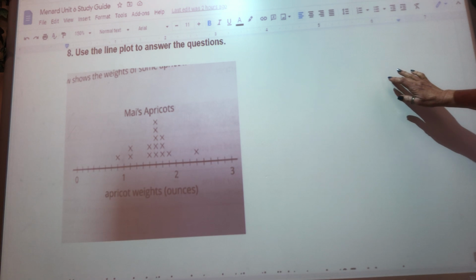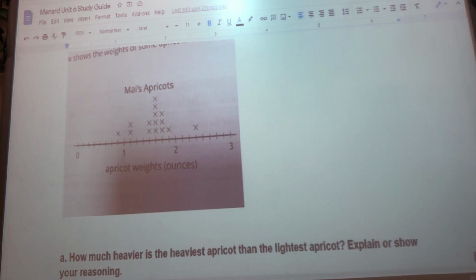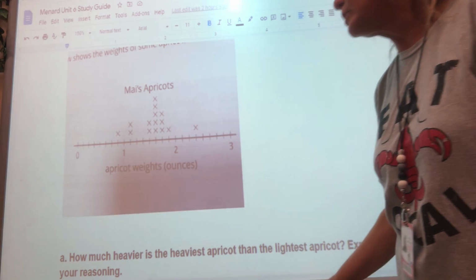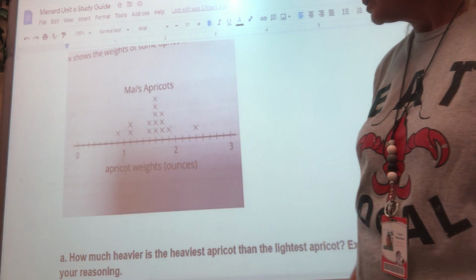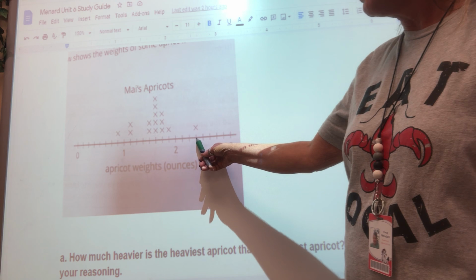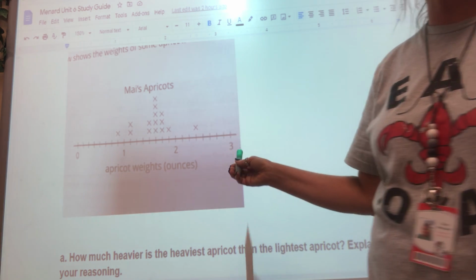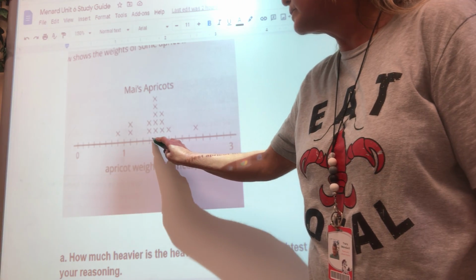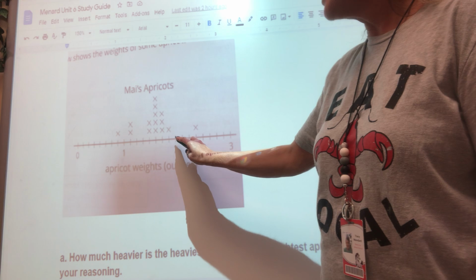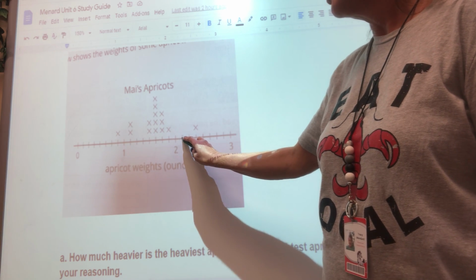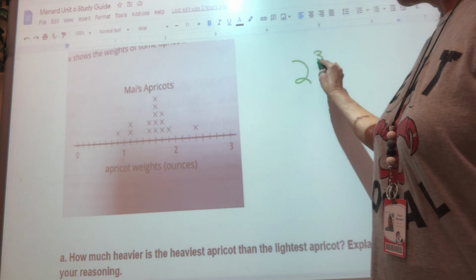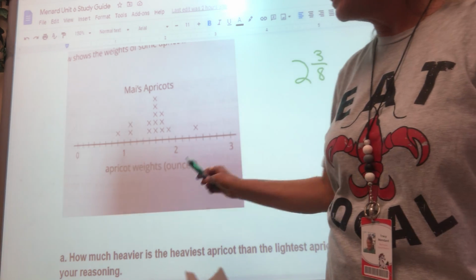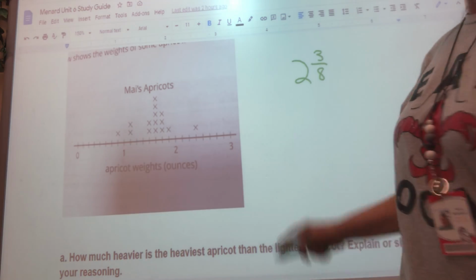Use the line plot to answer the questions. First question. How much heavier is the heaviest apricot than the lightest apricot? So the first thing I need to do is figure out which one's the heaviest. Well, this one's stuck over here by itself. And each one of these little hash marks is a what? 8. Okay, are we sure? This was in our workbook before. Okay. So this would be 2 and 3/8. And then we look for the least one. What's the least one? 7/8.